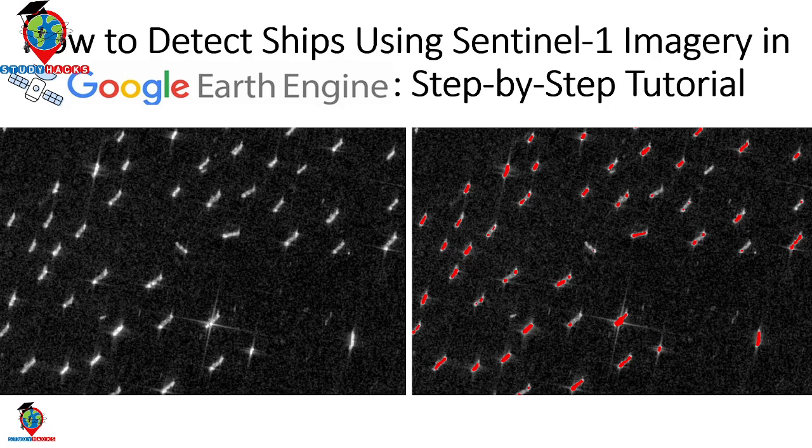Today I will discuss a very important topic: how we can easily detect ships using Sentinel-1 radar imagery in Google Earth Engine, and then how we can calculate how many ships are available. We also calculate the total number of ships. This time I use Google Earth Engine and Sentinel-1 radar imagery, so we can easily detect all of the ships as well as count how many ships are available.